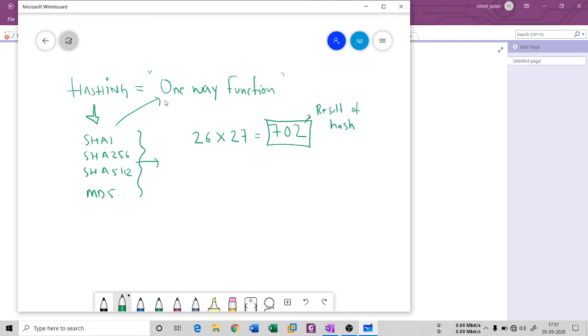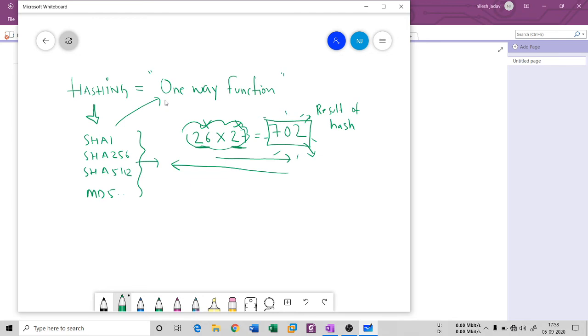So why is this a one-way function? Because you know that the result is 702, but no one can know by which two numbers this 702 comes up. They will never understand it. They will never know. It's a one-way function only, okay? They will never know what these two prime numbers are, or what the two numbers are that got multiplied and resulted in 702. You can go in this manner, but you cannot go in this manner. This is not possible. It could be any numbers that result in 702. You will never get these two numbers. This is not possible for anyone to do.